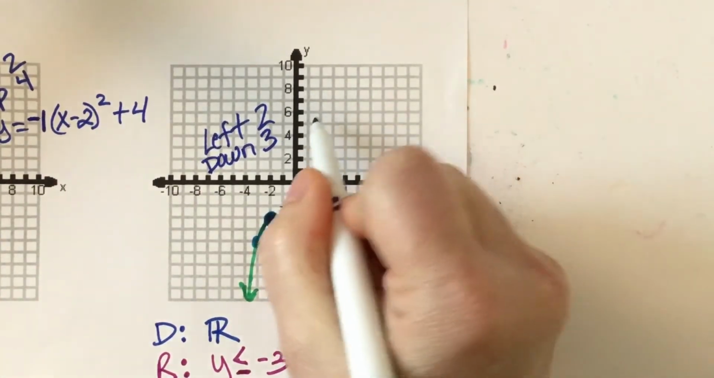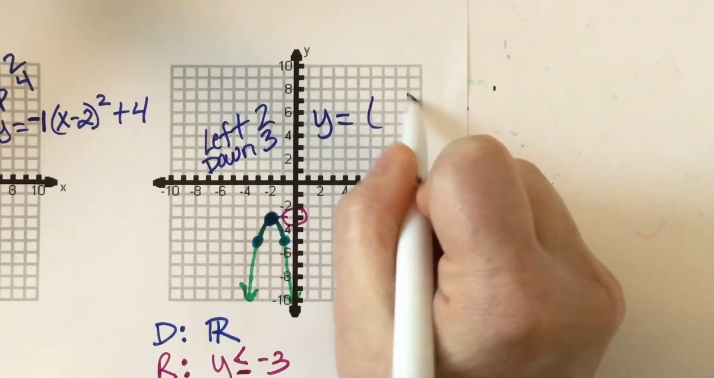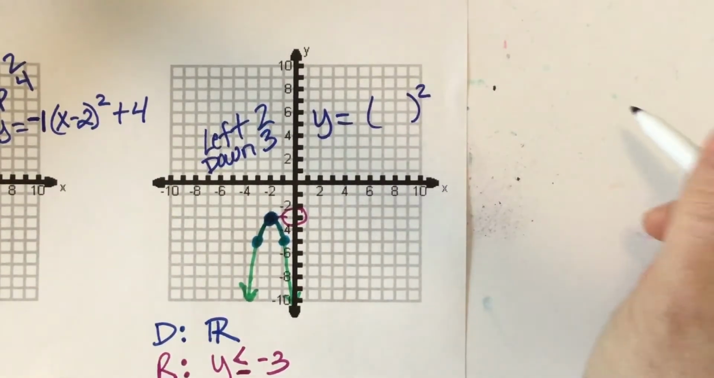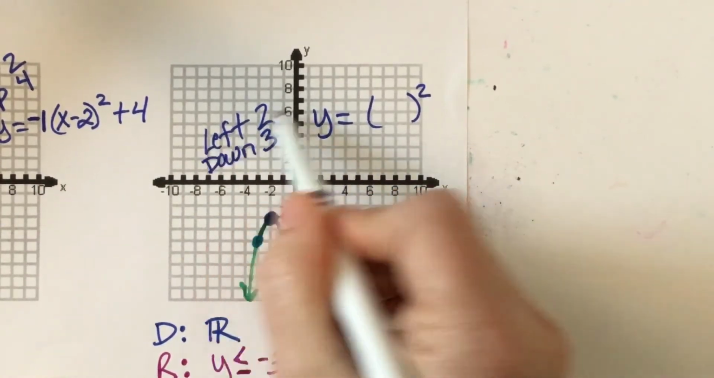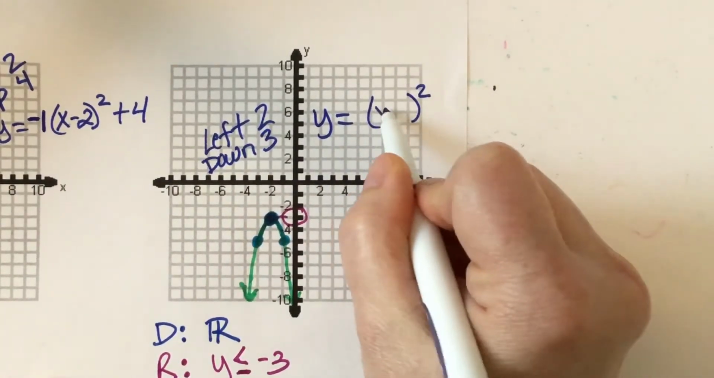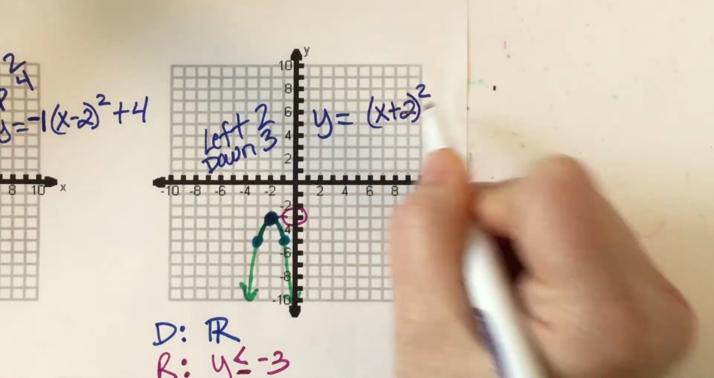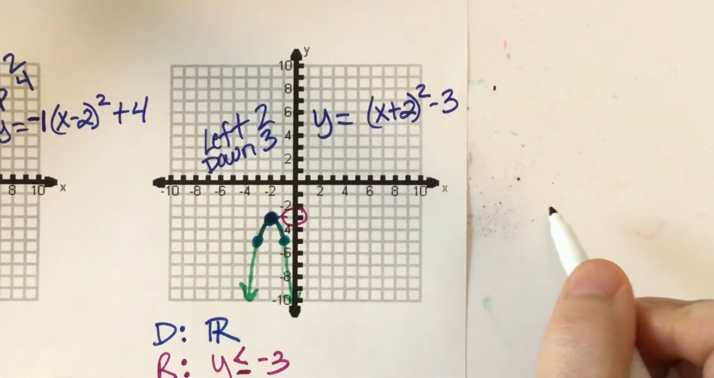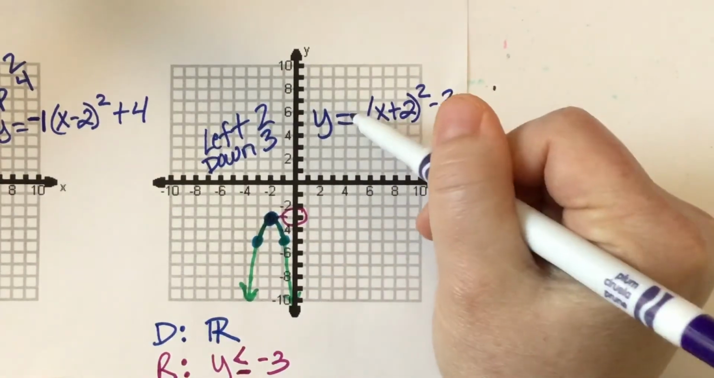Okay, so to write my equation in vertex form, I am going to have parentheses again because there was a left-right motion. Don't forget your little squared. What do you think you're going to have inside to make it go left 2? X plus 2. And to make it go down 3, minus 3.